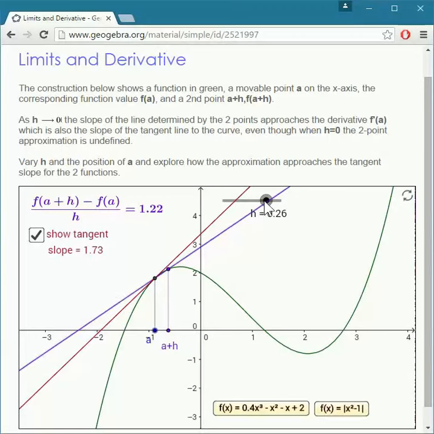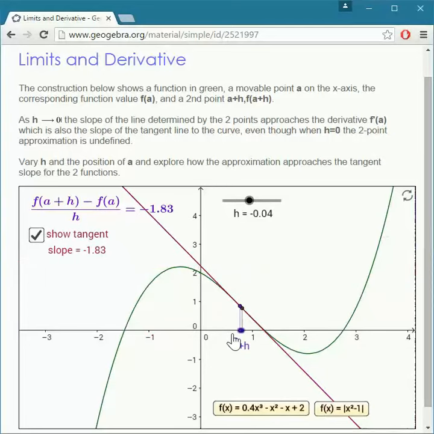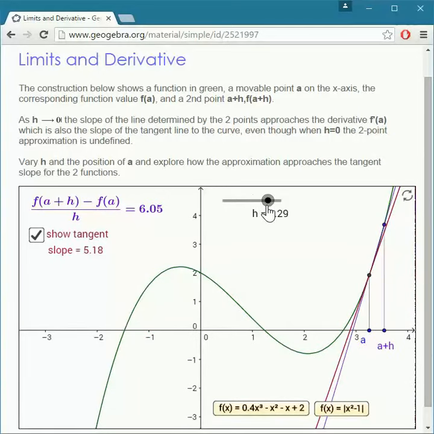If h is negative, I'm looking at 2 points, a point below A, and a point at A, to determine the slope. The smaller I make the value of h, the closer the 2 points are together, the better the approximation of the finite slope line to the actual tangent. So as I move this, you can see that the 2 lines stick pretty much together.